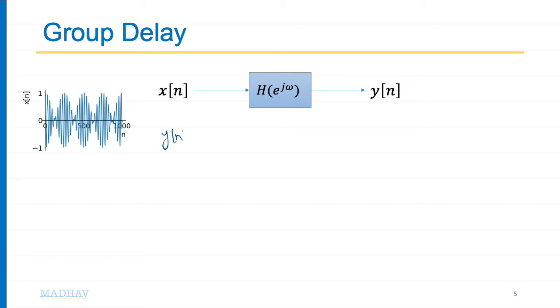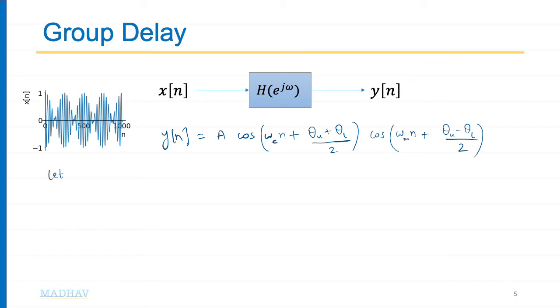Let's write it down here again. My y of n is simply a cos of omega c n plus this thing, times cos of omega m n plus this thing. Now, this may not make much sense to me, but can we make some more approximations?